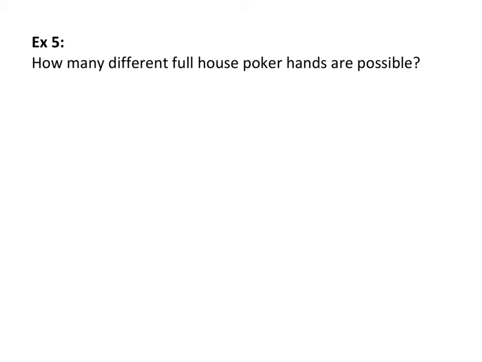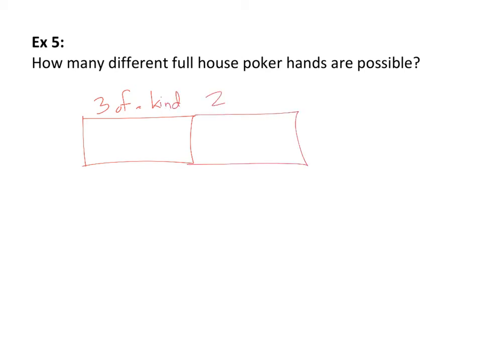All right, how many different full house poker hands are possible? Okay, now a full house poker hand consists of a 3 of a kind, and it consists of a 2 of a kind. And 2 of a kind means the same rank. Okay. Now, if you look at your yellow sheet, it lays out all the different terminology for card games in the game of poker.